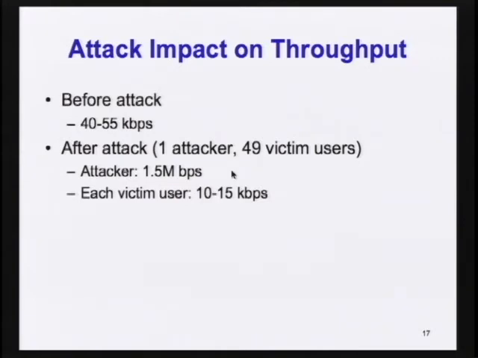Before the attack, every cell phone in the cell gets about between 40 to 50 kilobit per second throughput, assuming that every cell phone has similar channel condition. However, after the attack, if there is only one attacker in a cell of 50 users, then that one attacker can get 1.5 megabit per second throughput, whereas all the other victim users get about 10 to 15 kilobit per second throughput each. So that's about a three times drop.